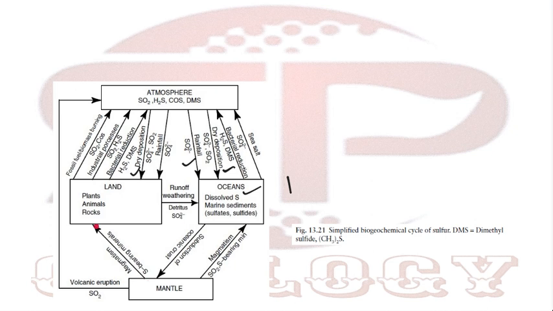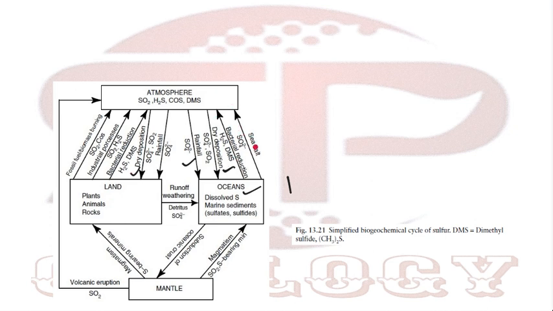Then again the same process, intrusion as sill or dike within the rock, and also metasomatism. Those are the processes that deposit within the rocks, and it also can escape to the atmosphere directly by volcanic eruption, like the carbonate. So this part is totally similar to the carbonate cycle. This part is not totally similar to the carbon cycle.